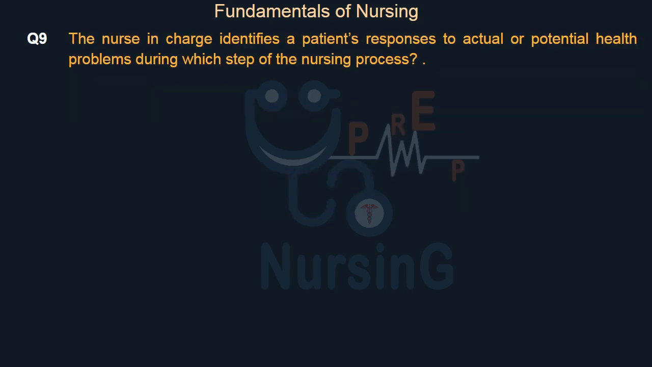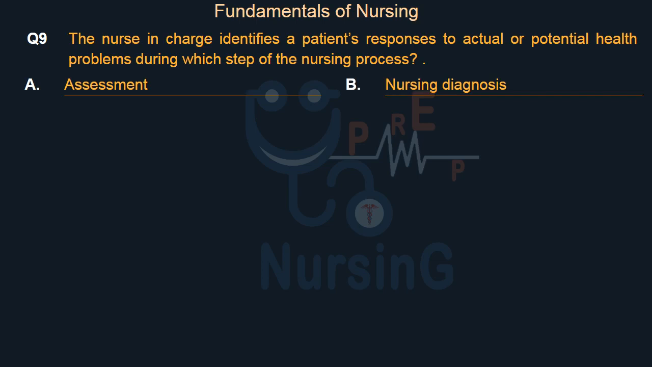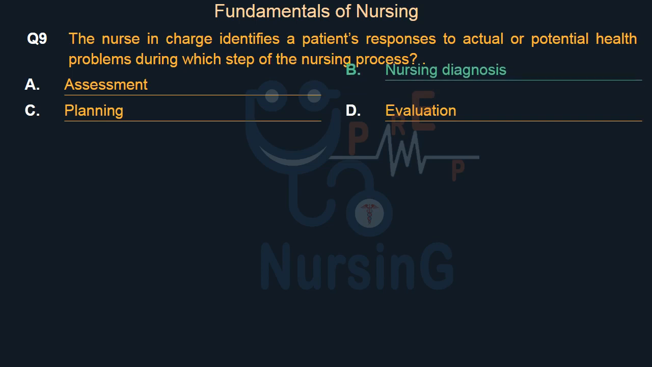The nurse in charge identifies a patient's responses to actual or potential health problems during which step of the nursing process? Option A. Assessment. Option B. Nursing diagnosis. Option C. Planning. Option D. Evaluation. Right answer is Option B.